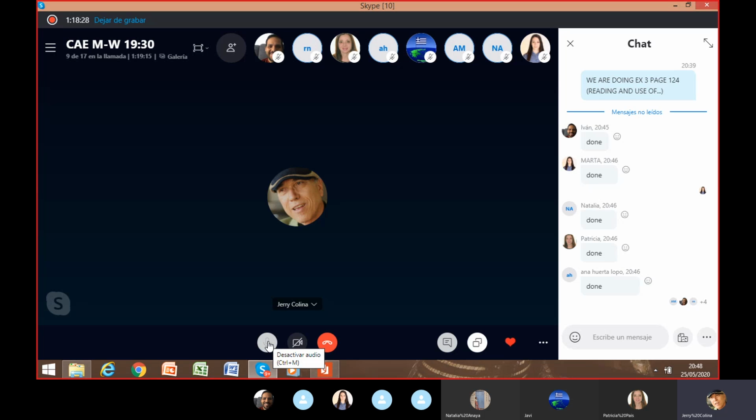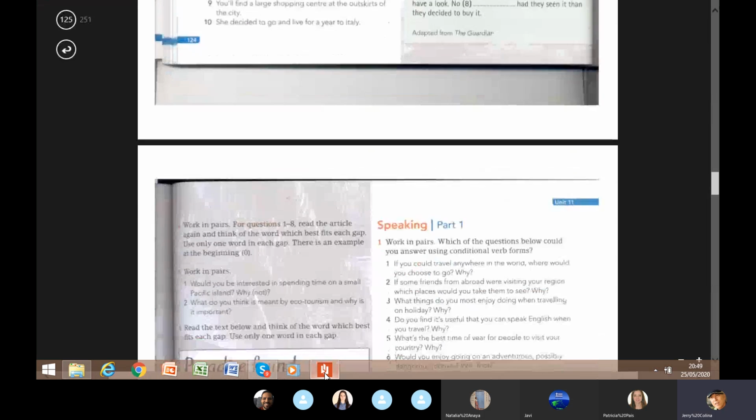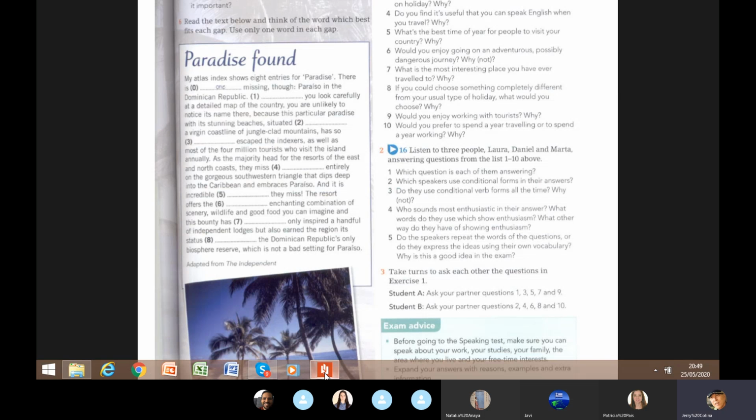These exercises can be difficult, but we learn in every try we make. If you go to page 125, you have another text similar to this, but the title is Paradise Found. Exercise 6. Read the text below and think of the word that best fits each gap. Use only one word in each gap. Paradise Found. Let's see if you can do it to finish this class. Tell me when you finish, please.